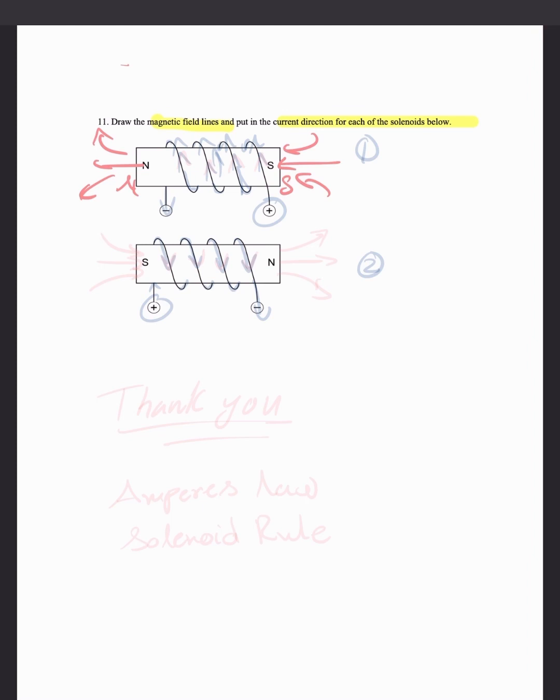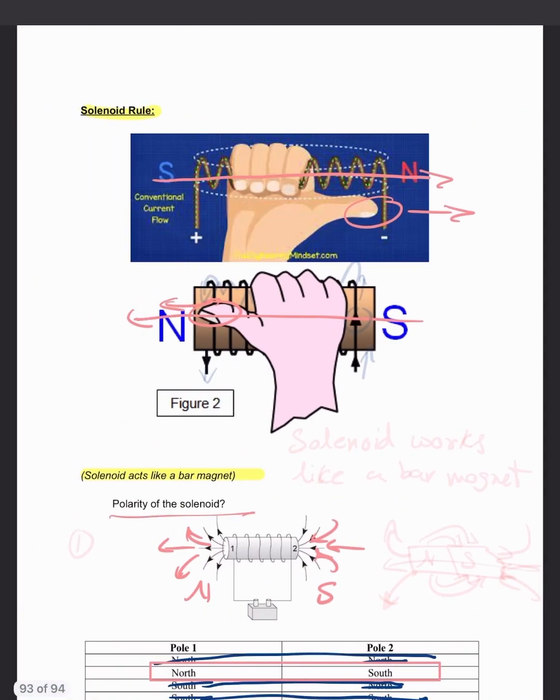Now, it also asks us to put in the current direction. That is something we haven't been able to try with our last example, but we can refer back to these images we have right here. As you can see, the hand is wrapping around the solenoid, and the way your fingers are pointing then is giving you your current direction.